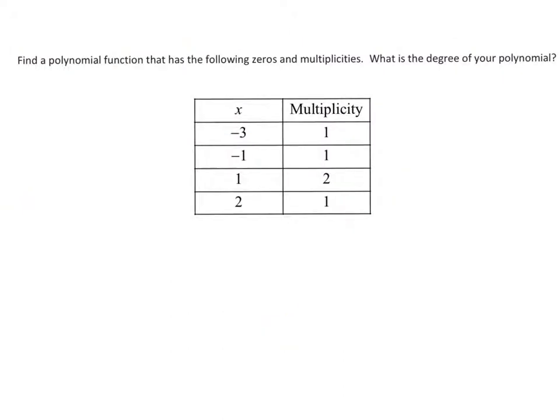And the next question says, find a polynomial function that has the following zeros and multiplicities, and then what is the degree? So these are my zeros because they're my x values, and these are my multiplicities. I'm going to give my function a name, it's f of x. Right now I know x equals -3, x equals -1, x equals 1, and x equals 2. And this is how often they happen.